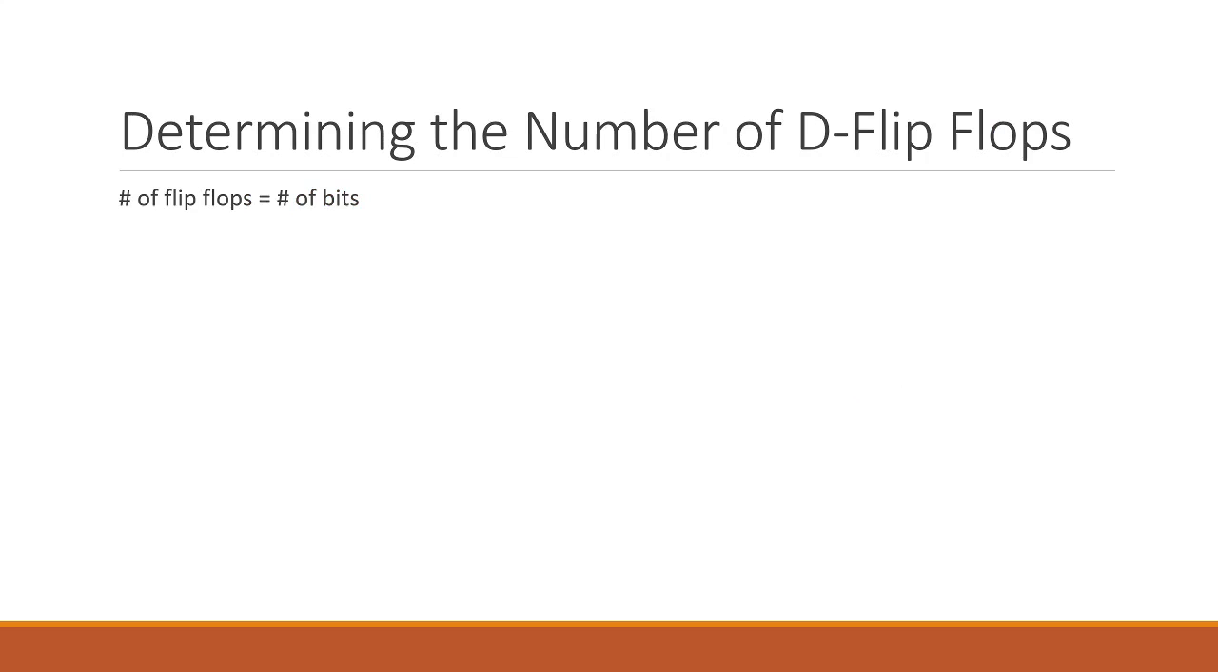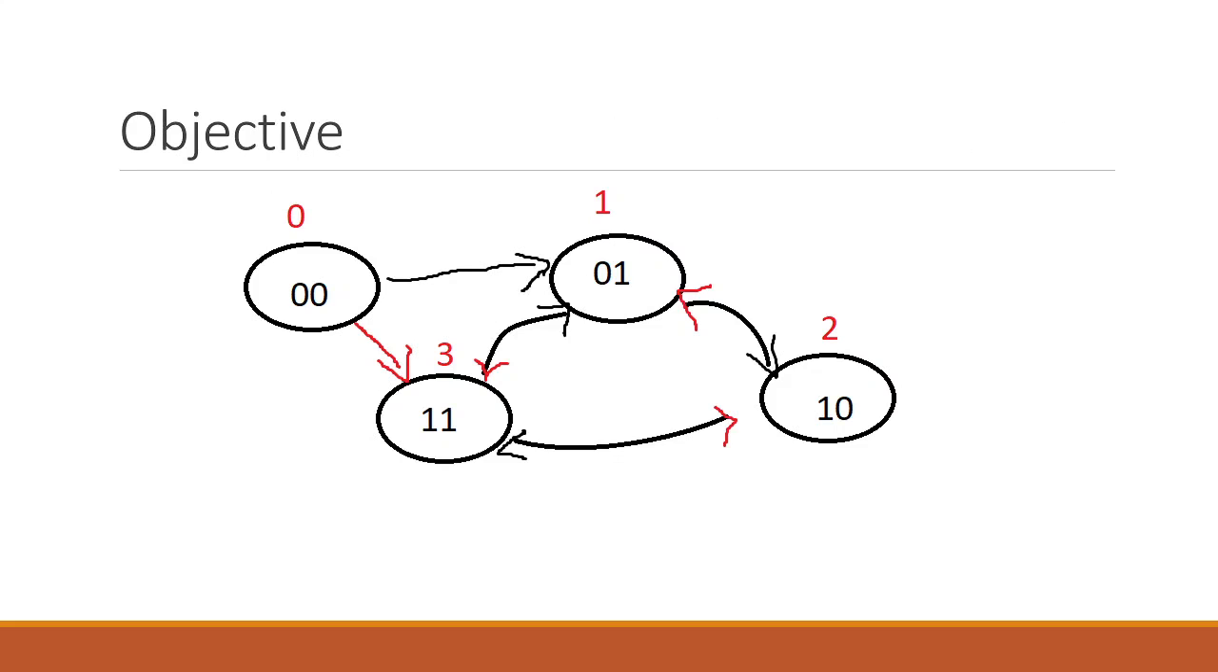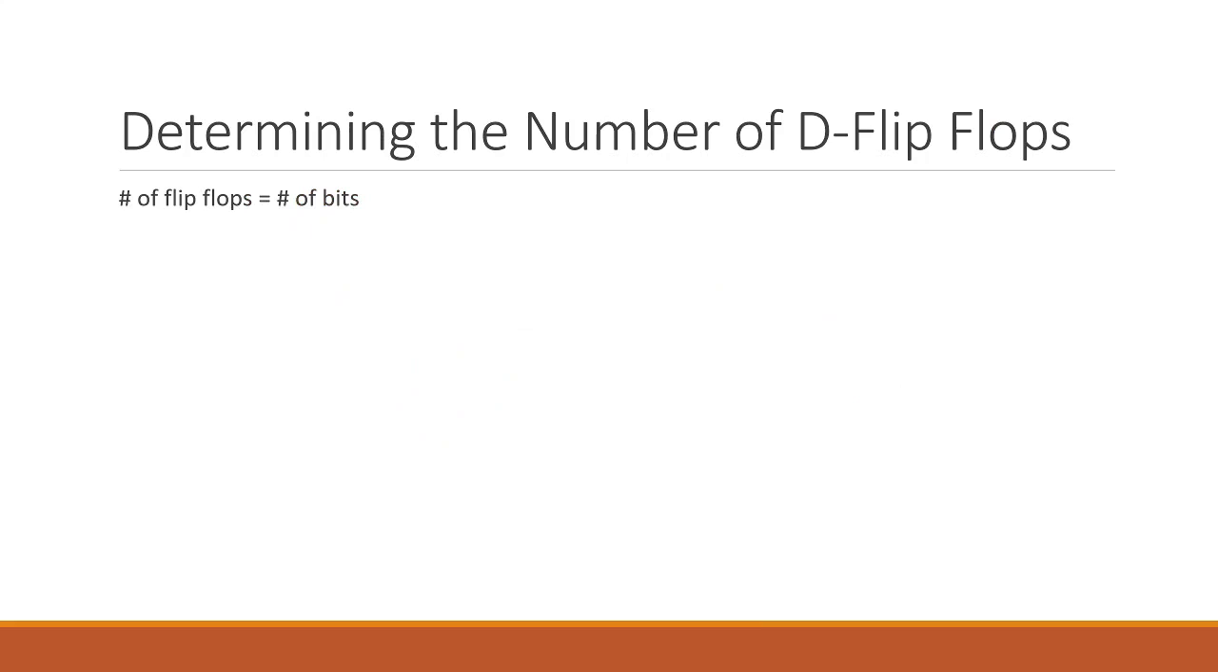So firstly, what we're going to do is determine the number of D flip-flops. This is fairly simple. All we have to do is look at the number of bits we're dealing with. As we can see here, we're only dealing with a maximum of 2 bits at any given time. That means we're only going to be creating 2 D flip-flops total, which means we'll have 2 variables that we need to account for.